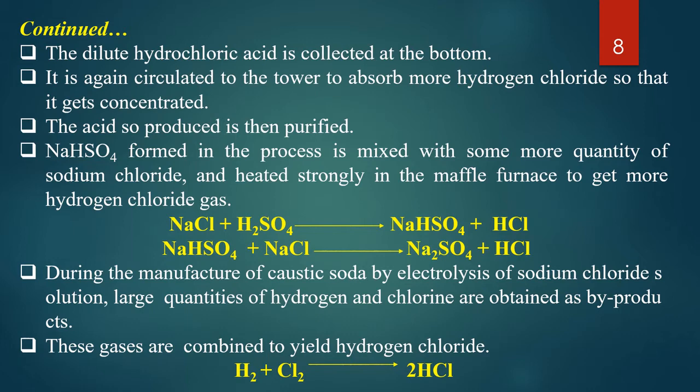During the manufacturing of caustic soda by electrolysis of sodium chloride solution, larger quantities of hydrogen and chlorine gas are obtained as byproducts. These gases are combined further to yield hydrogen chloride. H2 reacts with chlorine gas to form hydrochloric acid.